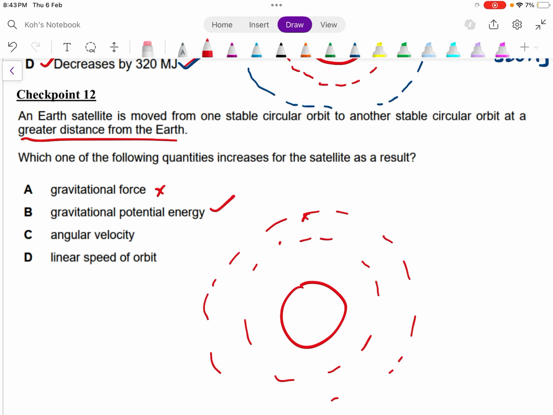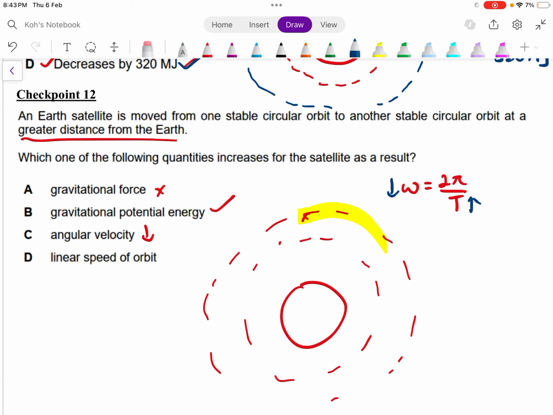Okay, let's take a look at C and D as well. So angular velocity. Angular velocity, as I move up to a higher orbit, should decrease. Why is that so? Because omega is equal to 2 pi over period. So of course, as I go to the higher orbit, the period actually increases, which means that omega must decrease.